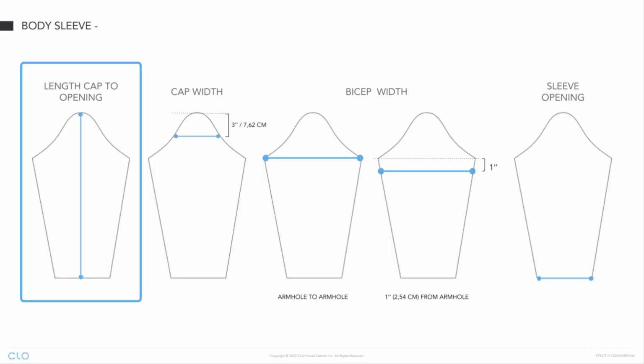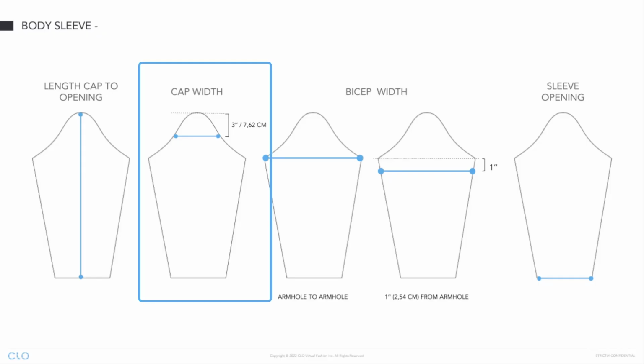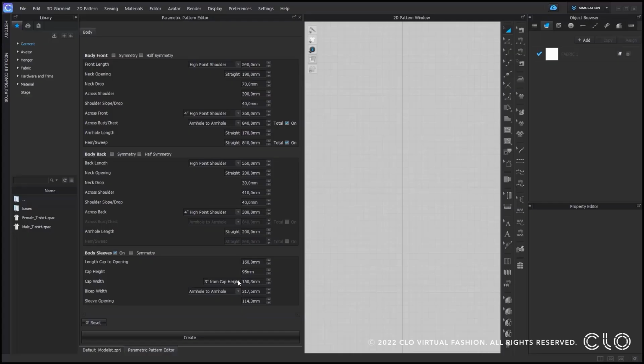For the sleeve measurements, the length refers to the distance between the highest point of the sleeve to the sleeve opening. I will do a short sleeve design, so I can use 160 mm. The cap height is the distance between the highest point of the cap to the armhole line. In this case, it is 95 mm. The cap width is measured 3 inches below the highest point of the sleeve. I will use 245 mm.